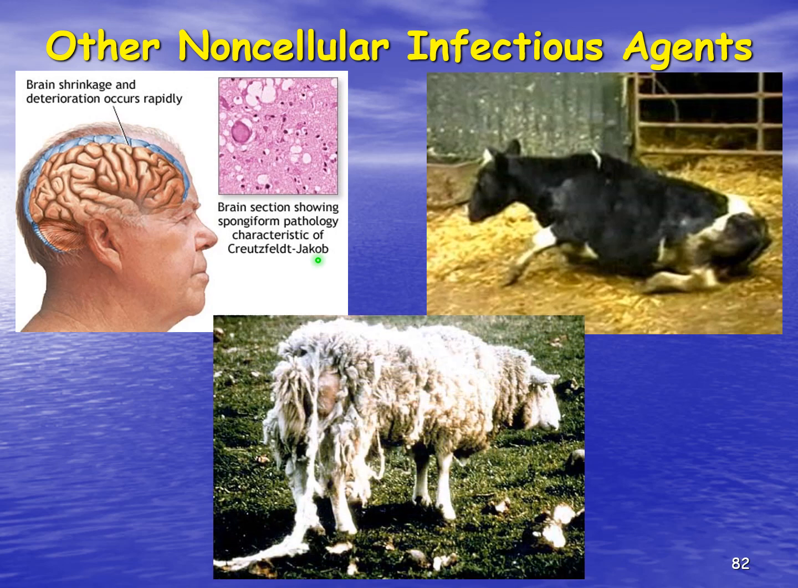And this is actually what scrapie looks like in sheep. And you'll notice that one of the reasons it's called scrapie is because they literally lose all of their wool or hair in the mink or the elk.